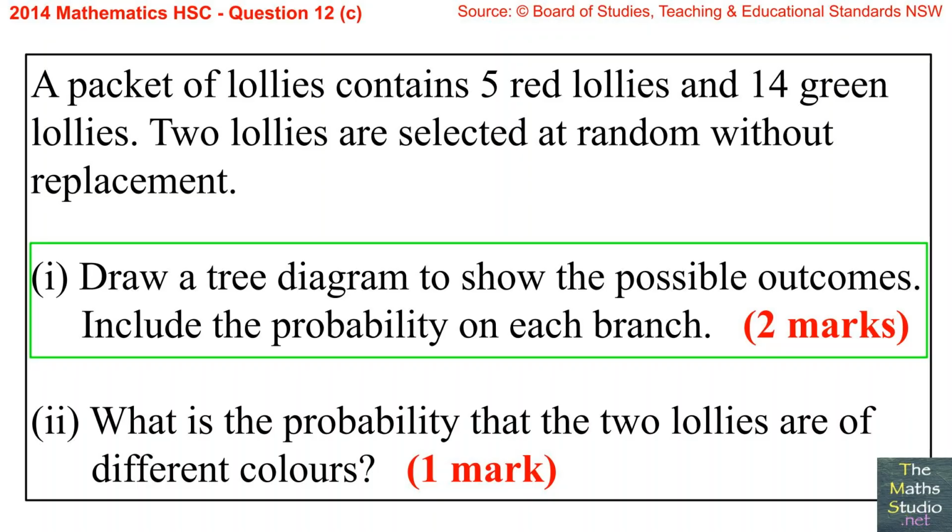Question 12, Part C. A packet of lollies contains 5 red lollies and 14 green lollies. 2 lollies are selected at random without replacement. Part 1. Draw a tree diagram to show the possible outcomes. Include the probability on each branch.